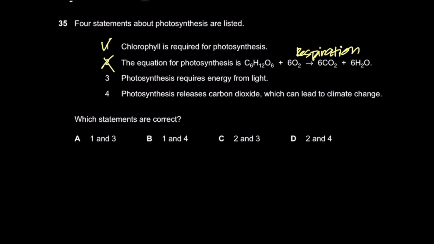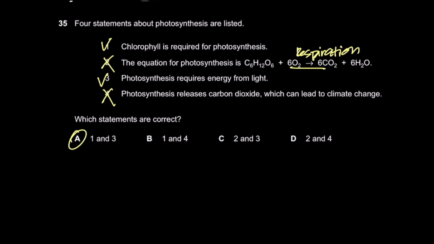Photosynthesis requires energy from light. Absolutely it does. You reverse this equation, that's the equation for photosynthesis. Photosynthesis releases carbon dioxide. No, it absorbs carbon dioxide. Carbon dioxide reacts with H2O in the presence of sunlight and chlorophyll to give you glucose and oxygen. So 1 and 3 are correct.